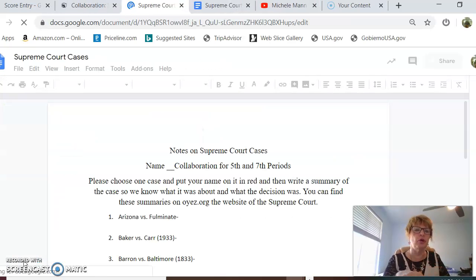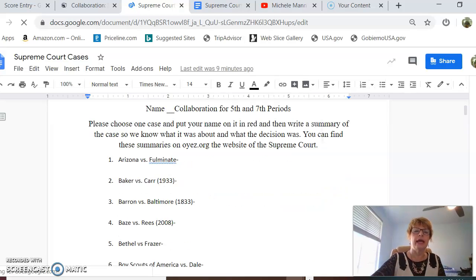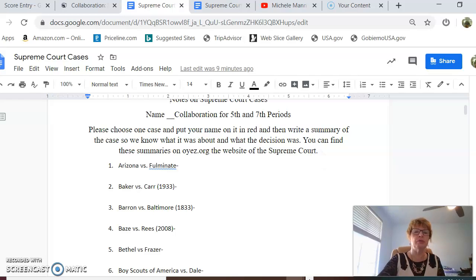So you're just going to open that document, the Notes on Supreme Court Cases, and it says, please choose one case, put your name on it in red, then write a summary of the case so we know what it was about and what the decision was. You can find these summaries at oyez.org. It's the website for the Supreme Court cases.